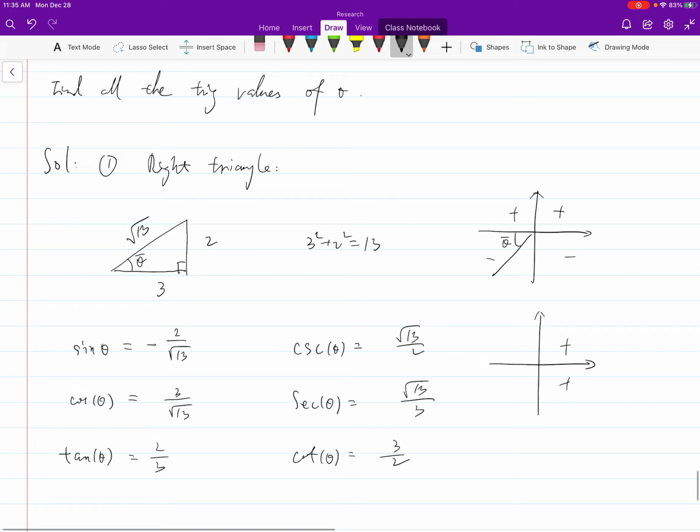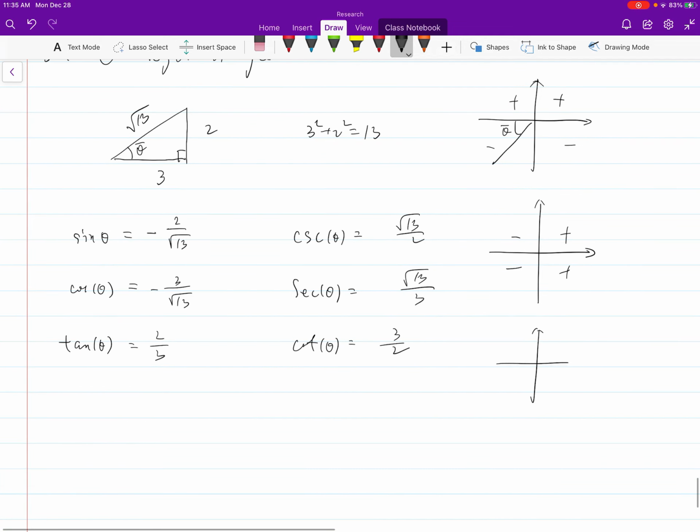For cosine, negative. For tangent, you already know it's 2/3, positive. It's given by the problem. Or it's in quadrant 3. You can easily draw it. So you need to adjust, but only for the sine.